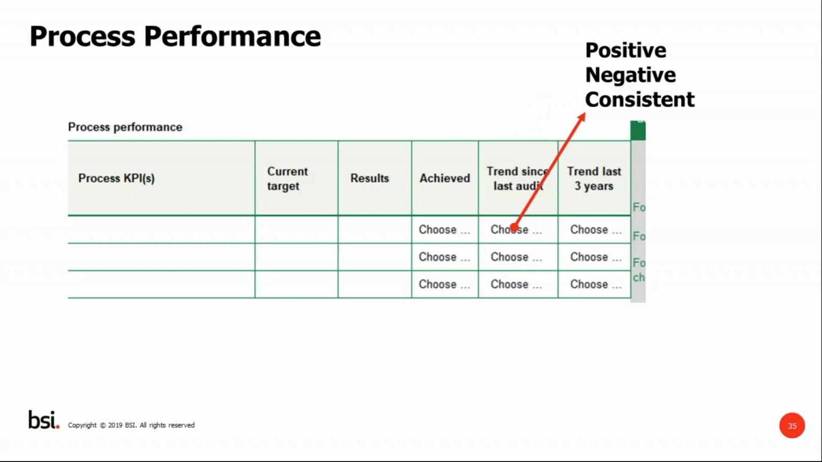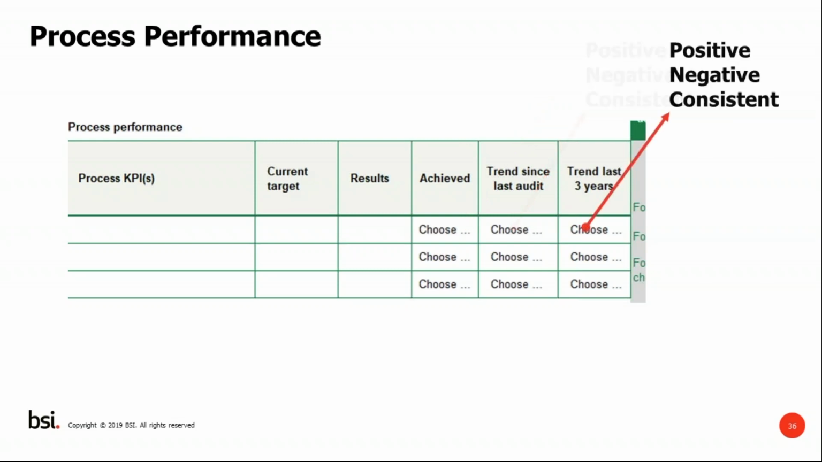There's then a requirement to look at the trend since the last audit. So is it a positive trend? Is it a negative trend? Is it consistent? And then there's a requirement to see the trend over the last 3 years, which obviously links a lot to the recertification audit process, where you have to go back and look at the system effectiveness over the 3 years, whether those KPIs are positive, negative or consistent.